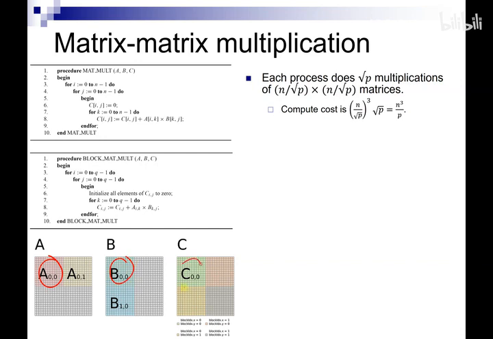However, to get this c00, you actually have to do this for this entire row of A blocks and column of B blocks. So there are root p matrices in this row or column. So you need to multiply the per block multiplication cost by the number of blocks, and when you do that, that's going to come out to n cubed divided by p.